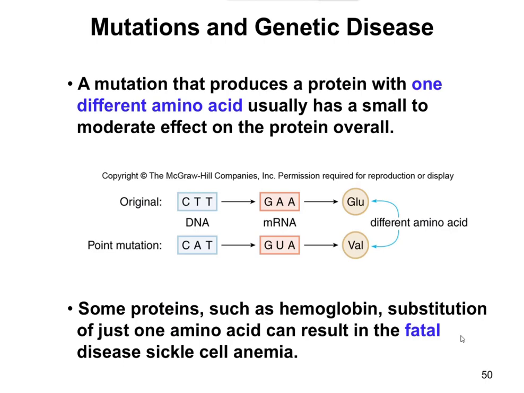Those are two very different amino acids that have different properties. So up here it says a mutation that produces a protein with one different amino acid can have a small to moderate effect on the overall protein. That's true in some cases, but in other cases, that single amino acid mutation or substitution can be really deleterious, have a really bad effect. One example of that is in hemoglobin. This is an exact mutation that occurs in hemoglobin, and is specifically the mutation that causes sickle cell disease.